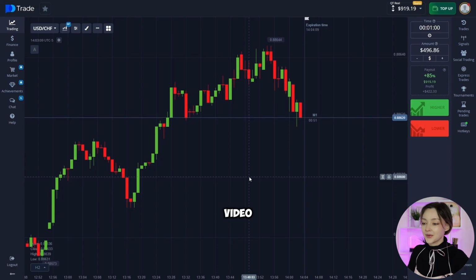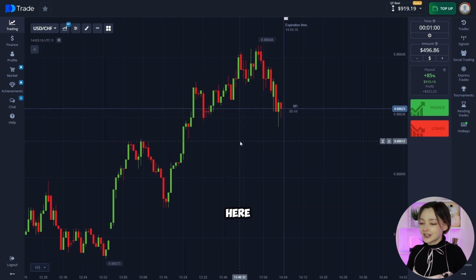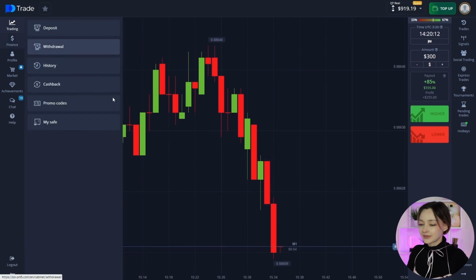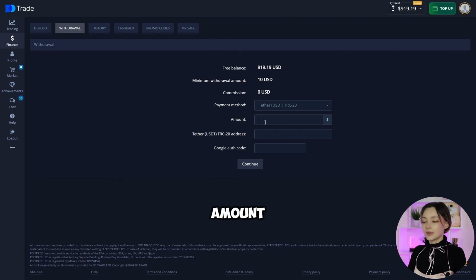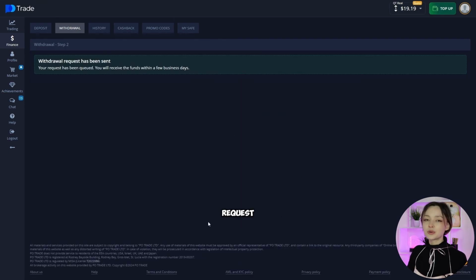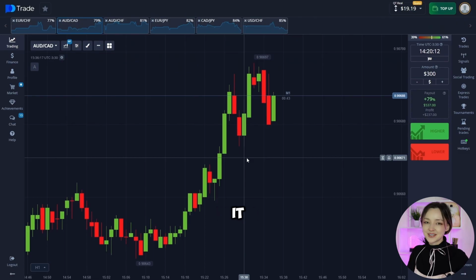Now, let's proceed with our funds withdrawal. To withdraw our money, we click on the Finance section right here. Then Withdrawal. Then we write the amount of our withdrawal. I have $900. Now we enter the address of our wallet and the verification code. Clicking on continue. Our withdrawal request has been successfully submitted.